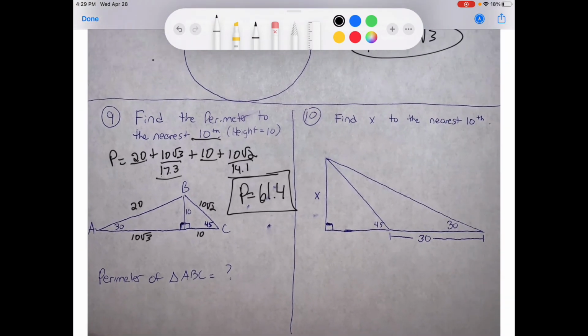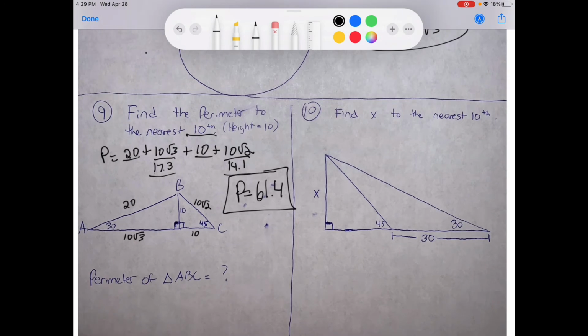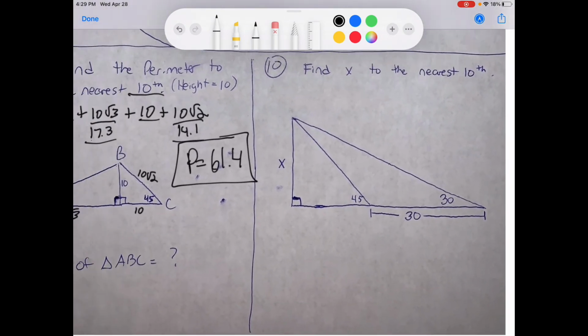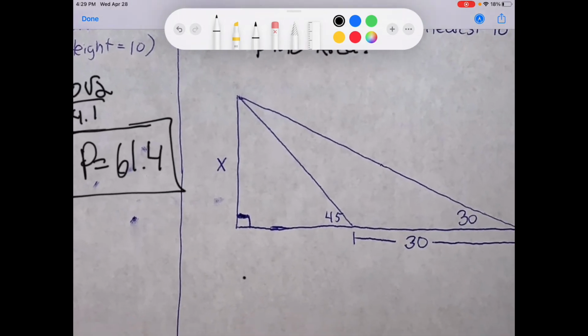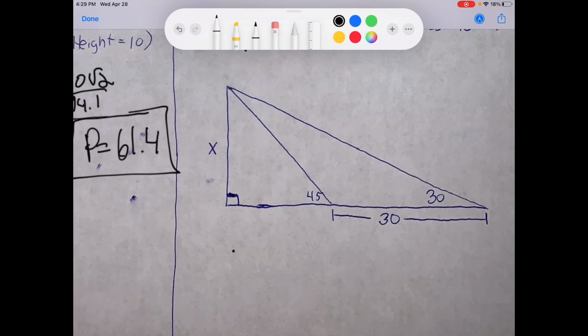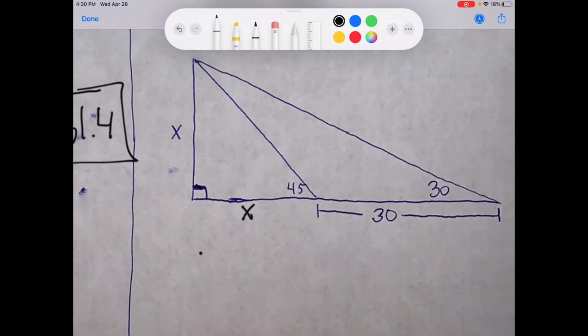Okay. All right. Last one. I'm going to make this one an area question also. You have to find x before you can find the area. So, find the area of this triangle. Since it's a 45, 45, 90, this side is x, and the bottom would also be x. And I want you to notice the 30, 60, 90.